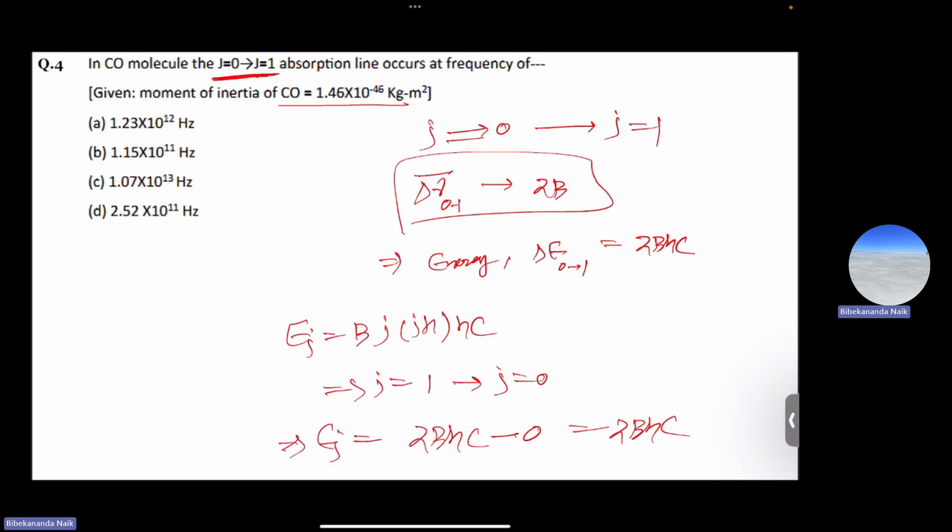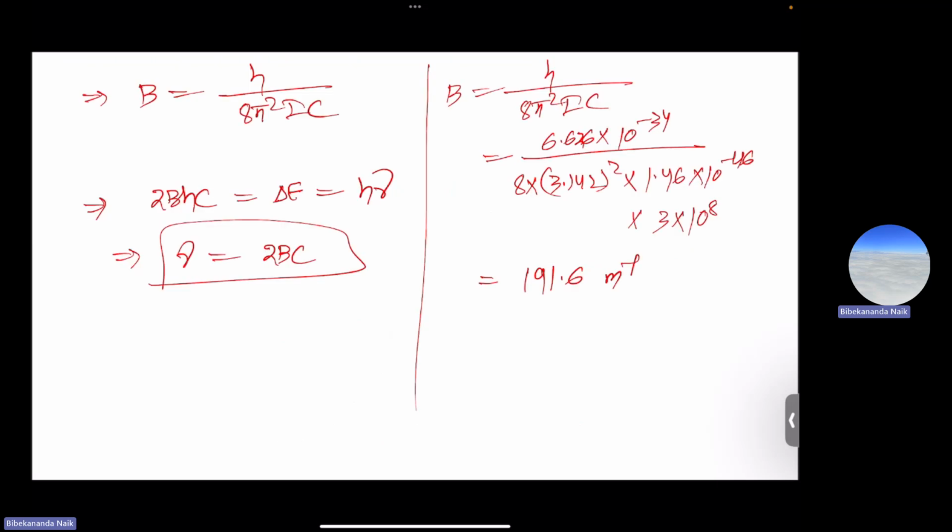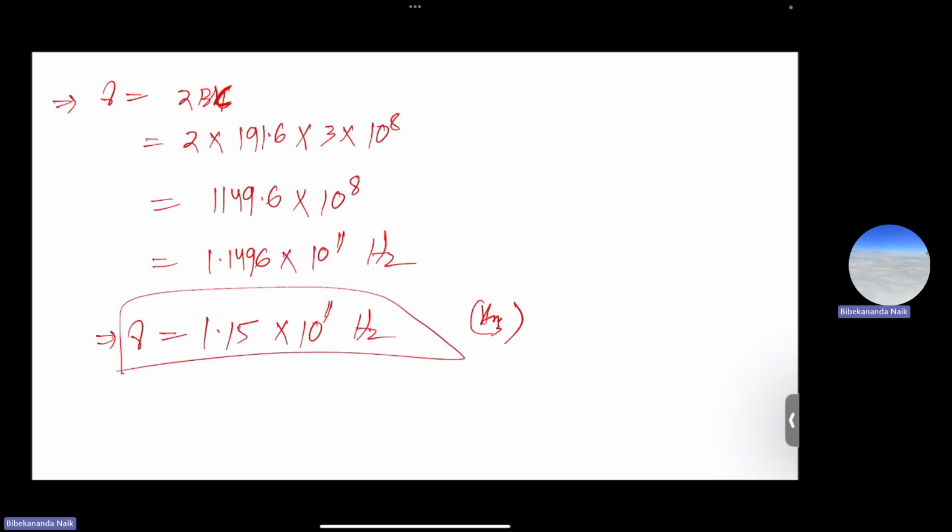In the question it was given that the absorption line occurs at a frequency. This is the value of the moment of inertia for carbon monoxide, so for that value we can calculate B. Then, corresponding to the transition from J equals 0 to J equals 1, we know the expression is 2B for the wave number. So the frequency will be 2Bc. If you put in the values after calculating B, you will get the frequency, which is 1.15 times 10 to the power 11 hertz. I hope this is clear to everyone.